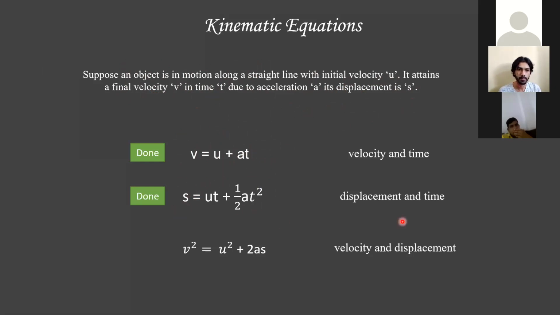The same goes for the second one, displacement and time. The third one we have not done yet, which is also important, and gives us a relationship between velocity and displacement. If you look carefully at the first two formulae, the factor t is present, so time is present. But in the third one, there is no t. So even if you don't have the time the object takes, you can still understand how fast it is going and how much displacement, how much distance, it has covered. This is what we're going to start with today.